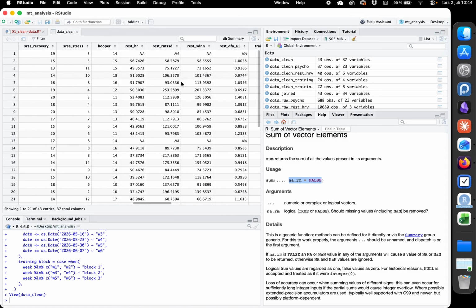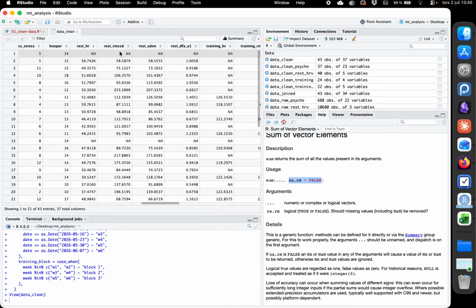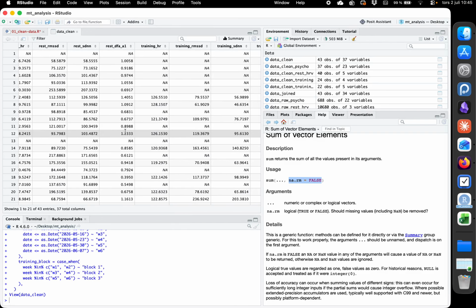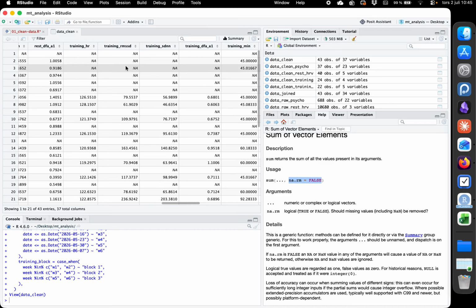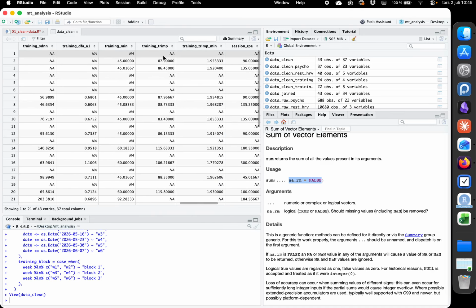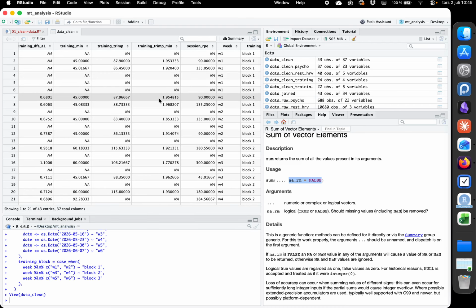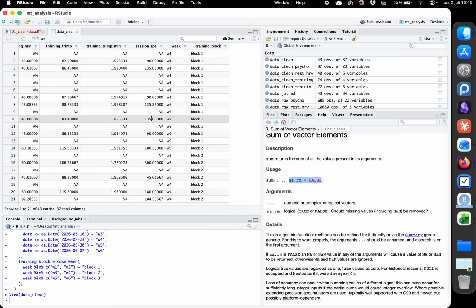Now you see that we have the index, we have resting heart rate variables, we have training HRV data, and we have training minutes, which is duration, training trim, which is volume, training trim per minute, which is intensity, and session RPE, which is volume.